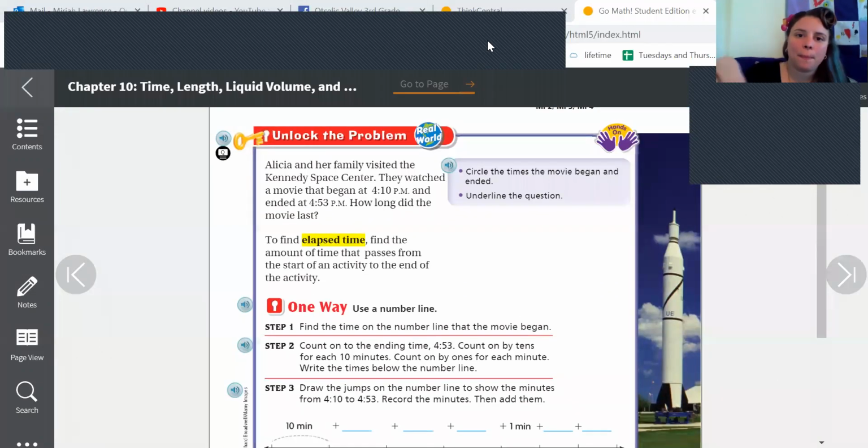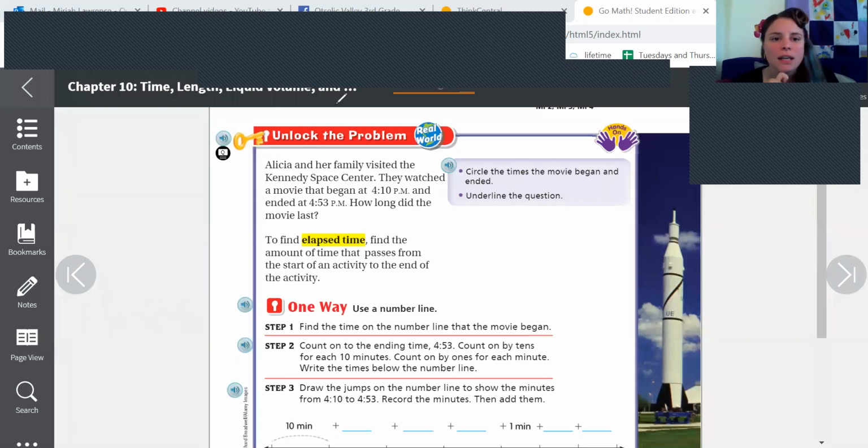Unlock the problem. Alicia and her family visited the Kennedy Space Center. They watched a movie that began at 4:10 p.m. and ended at 4:53 p.m. How long did the movie last?